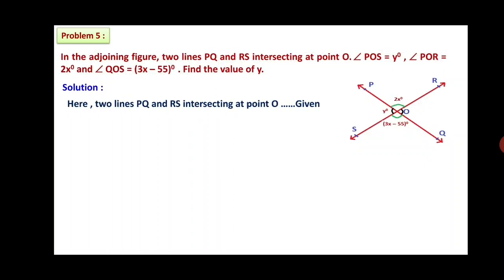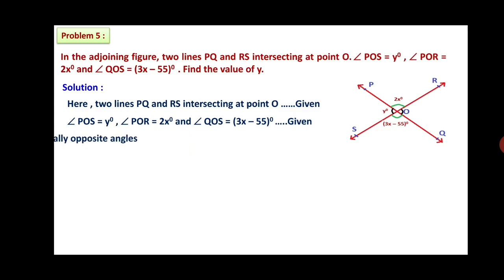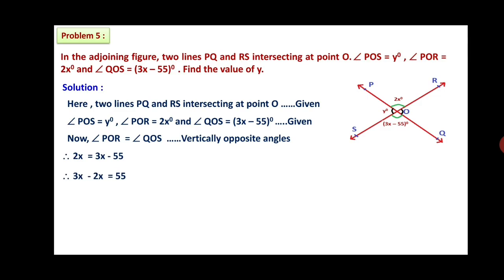Friends, here two lines PQ and RS intersecting at point O, it has been given. Also angle POS is equal to y degree, angle POR is equal to 2x degree, and angle QOS is equal to 3x minus 55 degree. Now angle POR and angle QOS are vertically opposite angles, therefore their measures are equal. Now substitute the values. Therefore 2x is equal to 3x minus 55. Therefore 3x minus 2x is equal to 55. Therefore x is equal to 55.